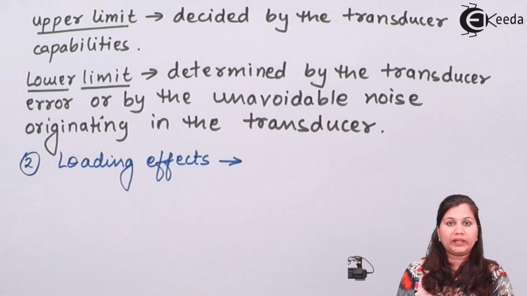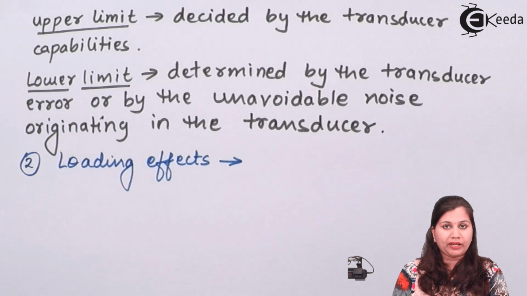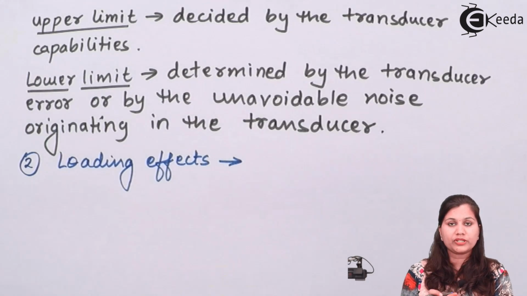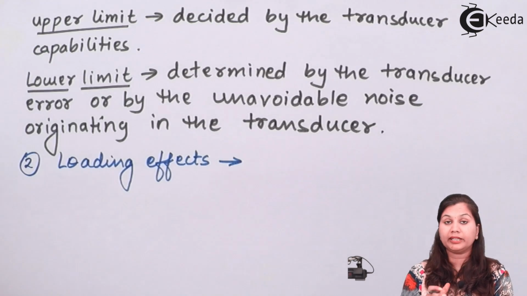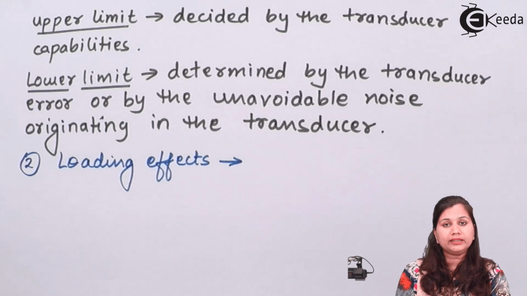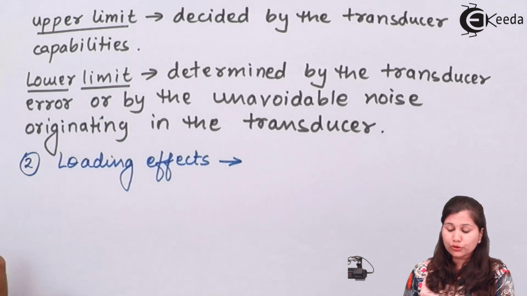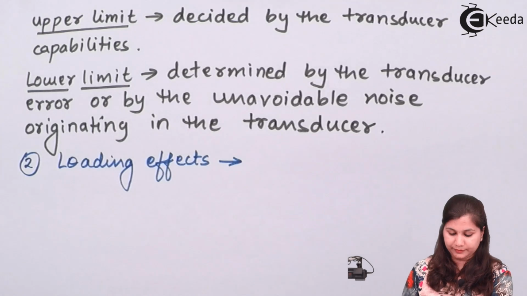Now what does this loading effect cause in the transducer? If loading effects are present, then force and energy will be extracted from the input quantity. The input quantity which the transducer is measuring will be reduced. So in the output of the transducer, we will not get the accurate or the correct values of the measurement. So loading effects have to be reduced in the transducers.